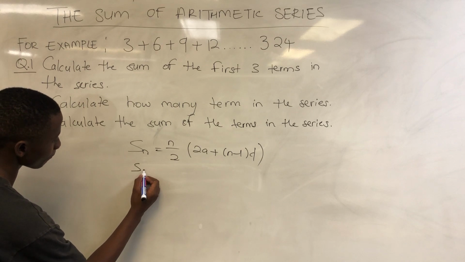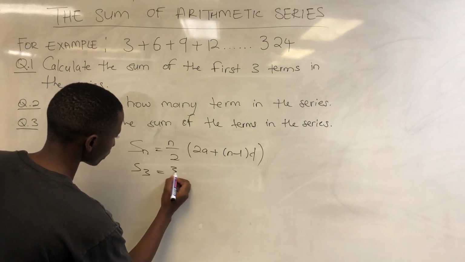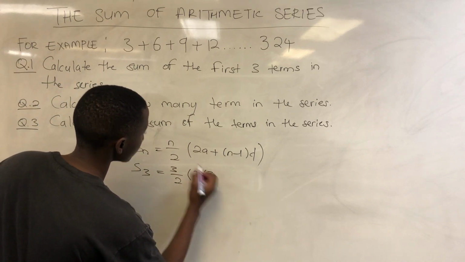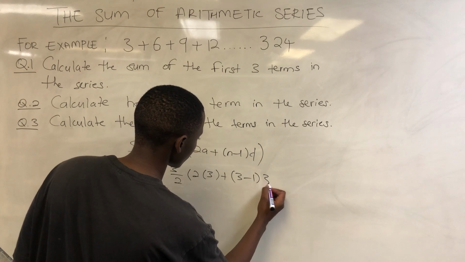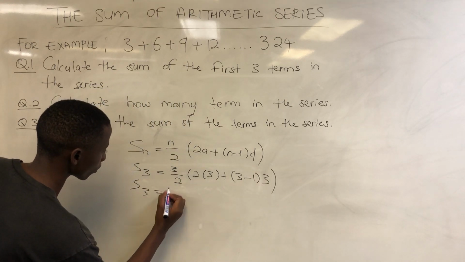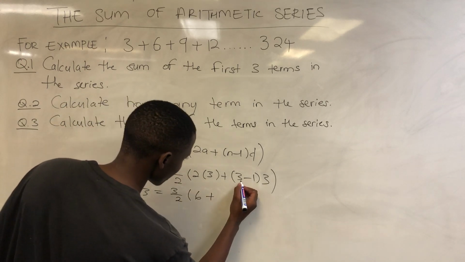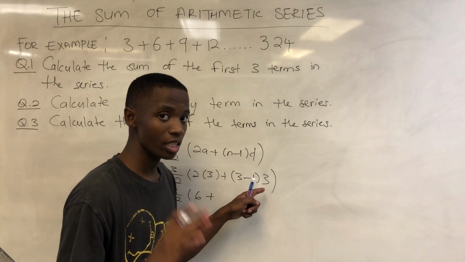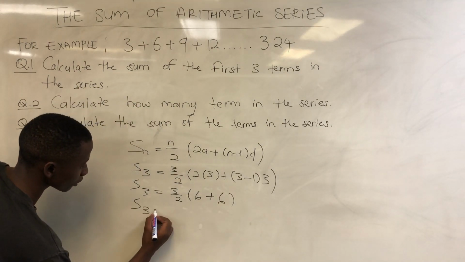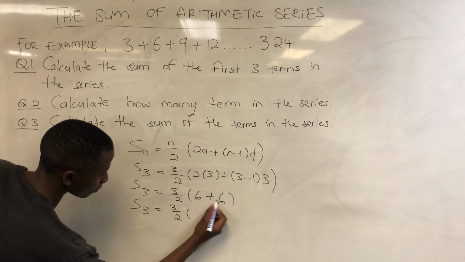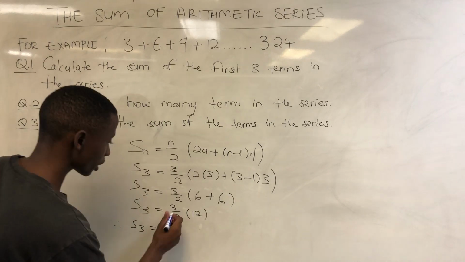So S3, the sum of the first three terms, will be equal to 3 over 2, times 2 times 3, which is 6, plus 3 minus 1, which is 2, multiplied by the difference 3, which is 6. So S3 is equal to 3 over 2 times 6 plus 6, which is 12. Therefore the sum of the first three terms equals 3 over 2 multiplied by 12.